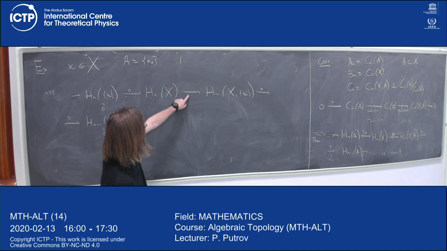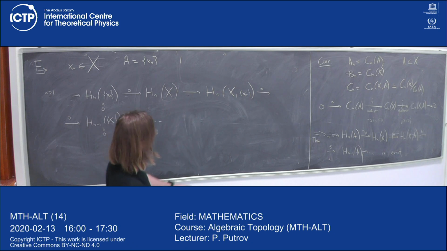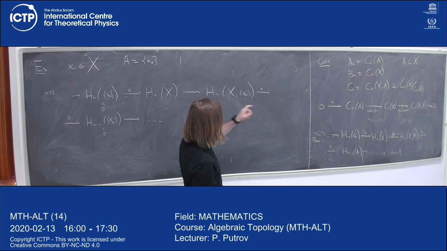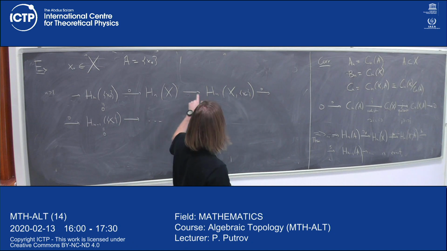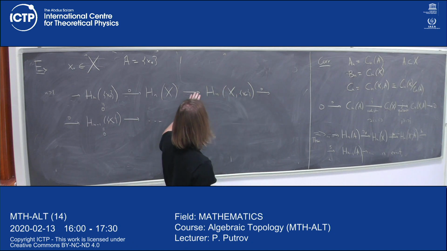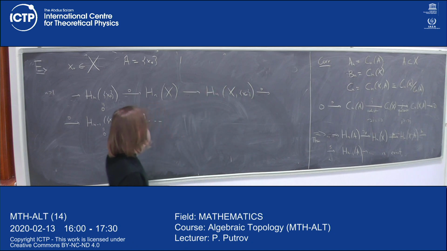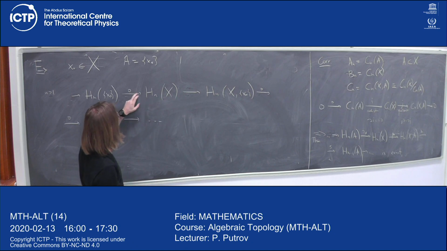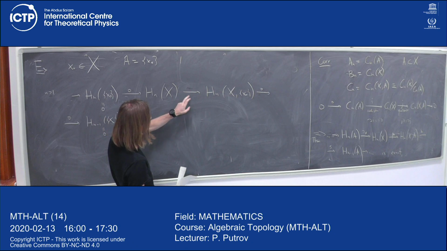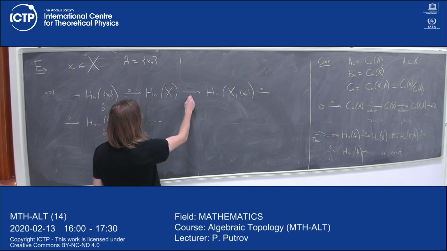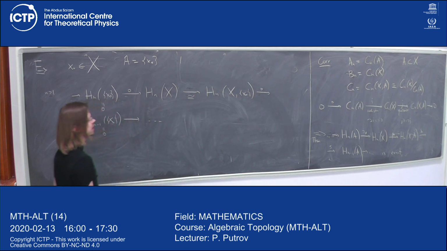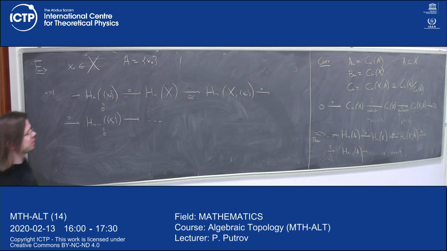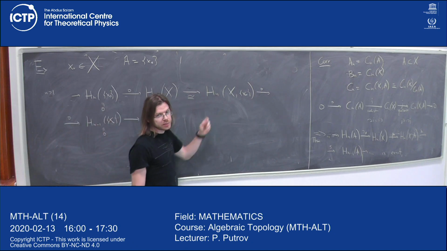Because the kernel of this map should be the same as the image of this map. So the kernel is the whole space, so this means this map is surjective. Similarly, the kernel of this map here should be the image of this map, which is trivial. This means the kernel is trivial, so this is injective. Both surjective and injective means that this is an isomorphism. So we learn in particular that these two groups are isomorphic.